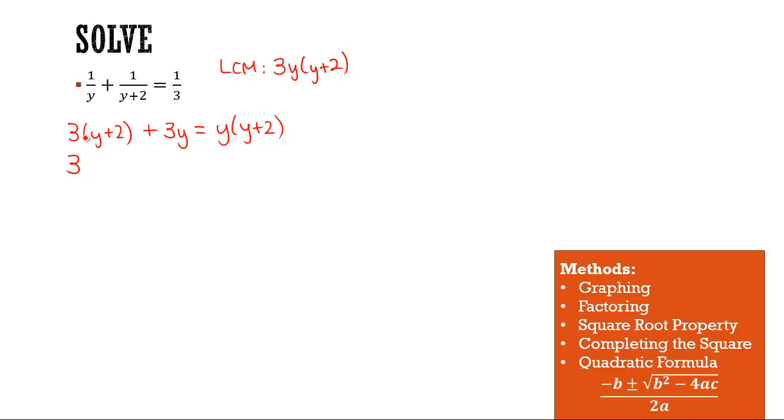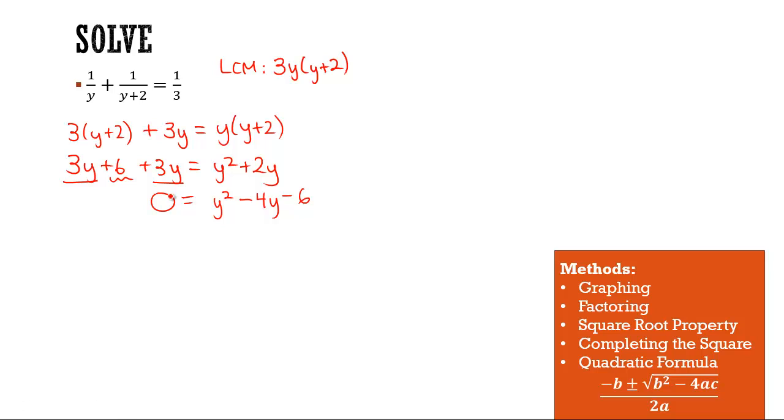Run that out. That's 3y plus 6 plus 3y equals y squared plus 2y. Get it all on one side. I'm going to keep it on the right because that's where y squared is positive. So this is actually 6y, so we'll subtract 6y from both sides, leaving us with -4y, and we'll also subtract the 6. So there we have it.